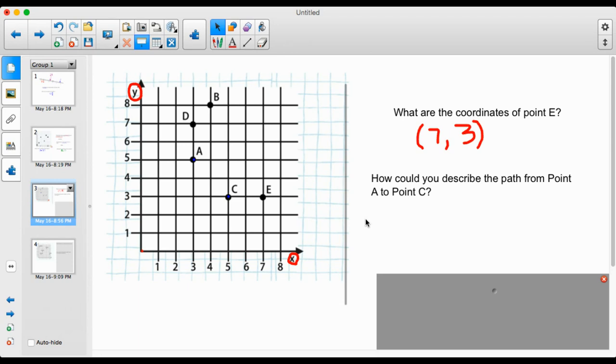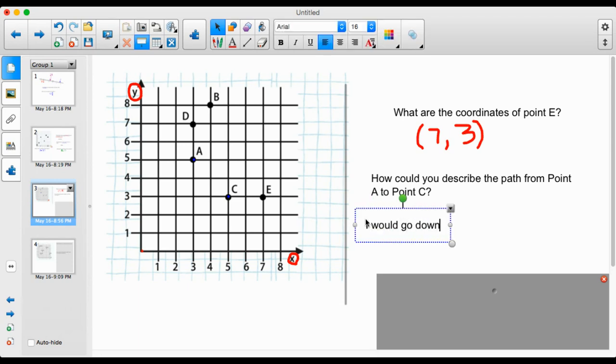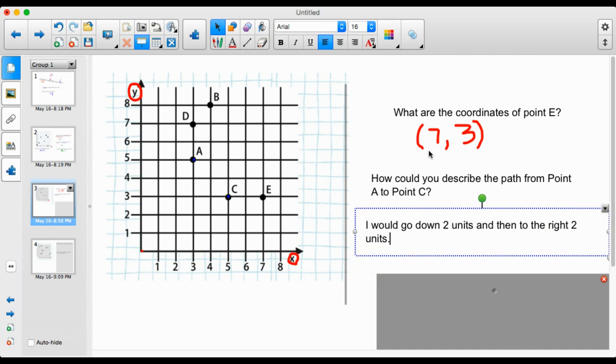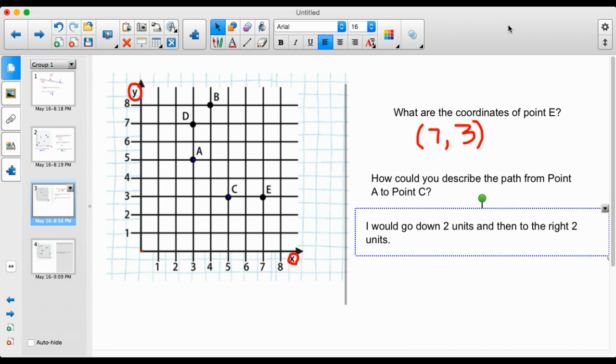So for this type of question, we would actually type a sentence. And I would say something like, I would go down 2 units and then to the right 2 units. And that would be full points for that type of question. Our last one here, let me slide this up. Oh no, I don't have any more. It was just those 2. Perfect. Let's do one more just for kicks.